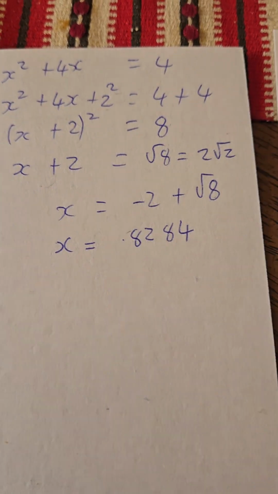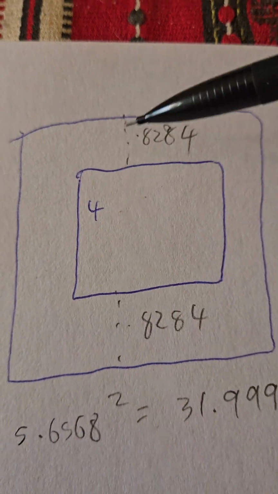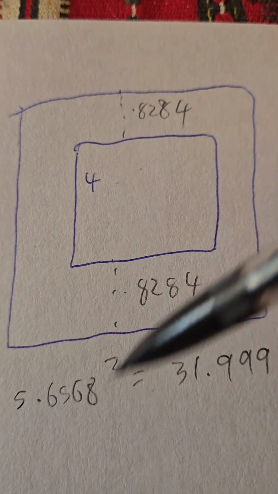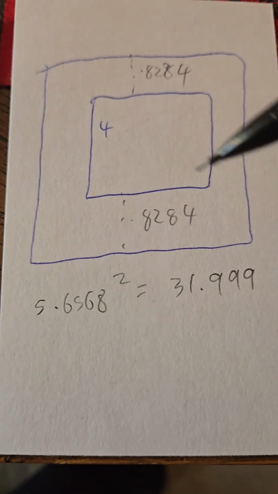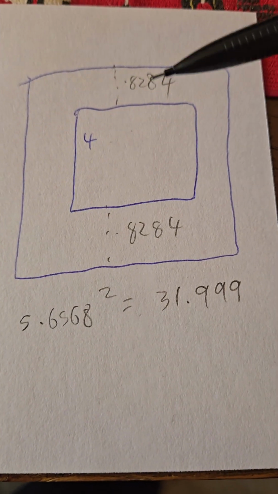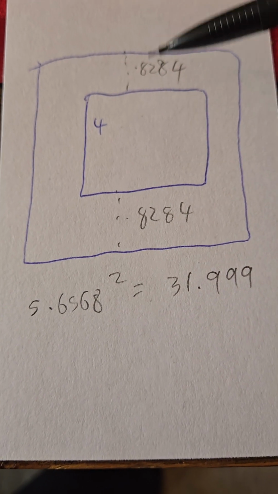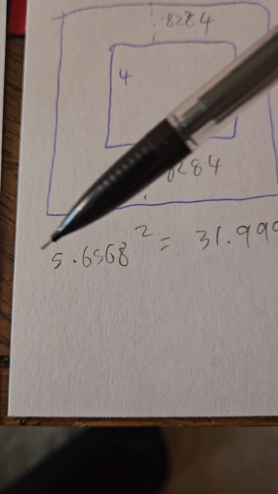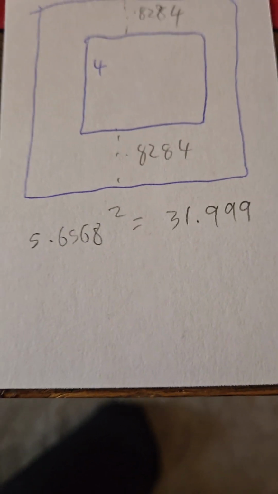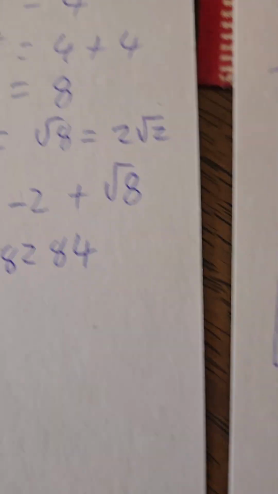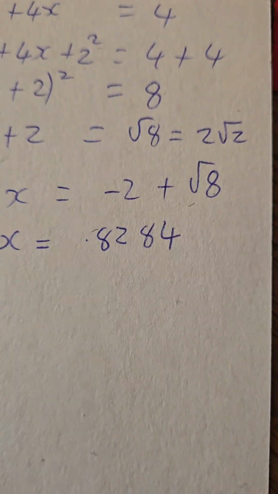Or in decimal, 0.8284, which means he expands by 0.8284 on north, south, west, and east. And to test ourselves, if we took 4 plus 0.8284 plus 0.8284, that's from top to bottom, we get 5.6568. Square it, we get 31.999, which is 32, so that's correct. So this x is what we increase each side of that farm by to double its area.